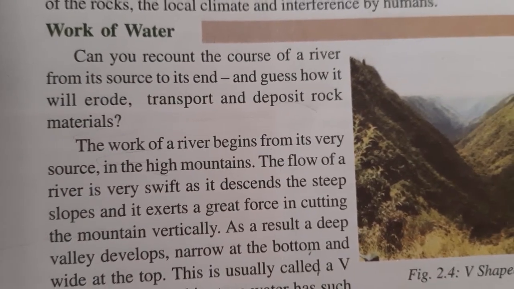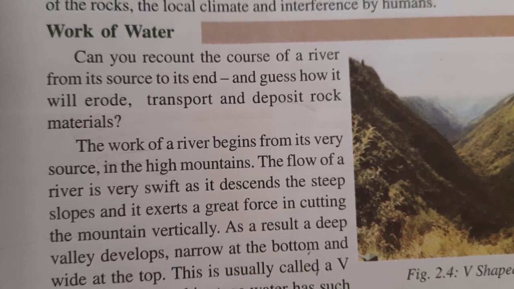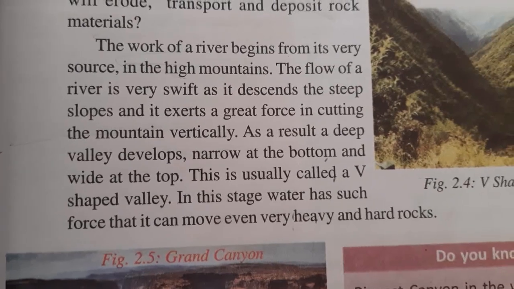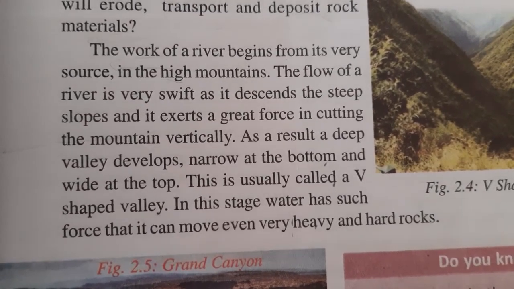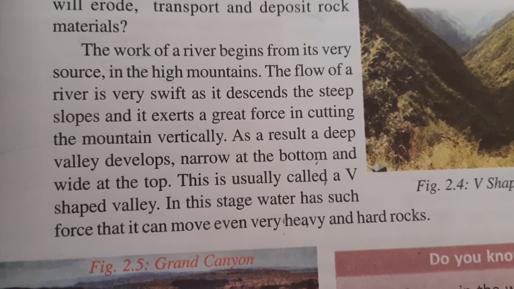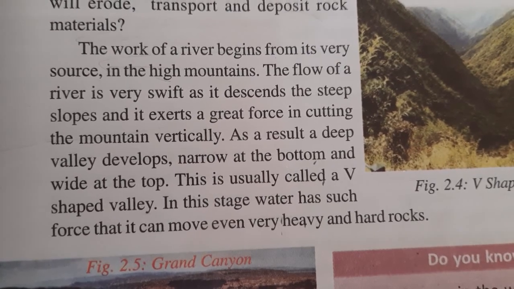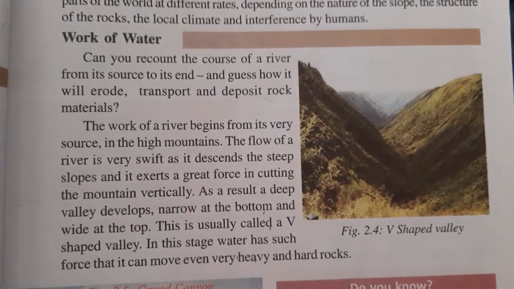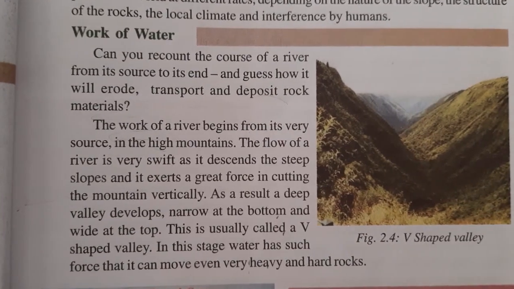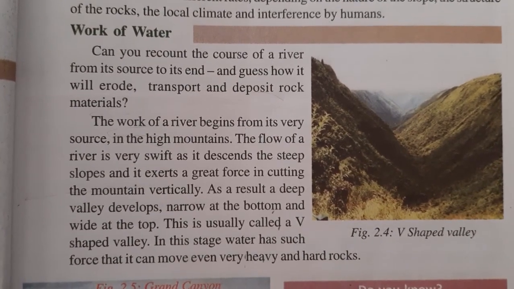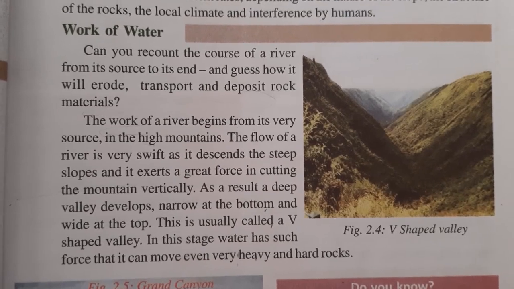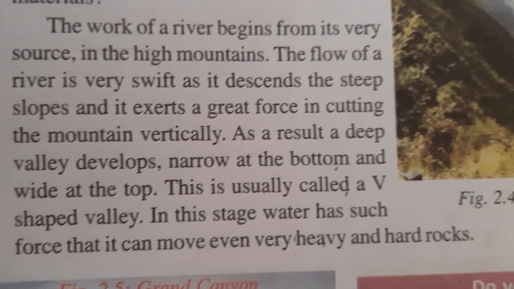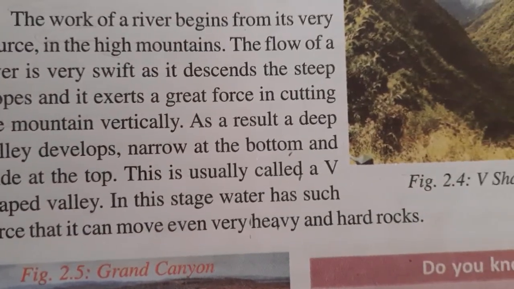river begins from its very source in the high mountains. The flow of a river is very swift as it descends the steep slopes, and it exerts a great force in cutting the mountain vertically. As a result, a deep valley develops. Here you see the picture. It is very narrow at the bottom and wide at the top. This is usually called a V-shaped valley.